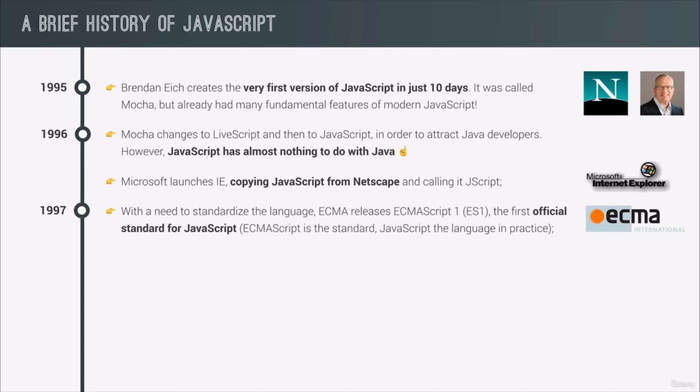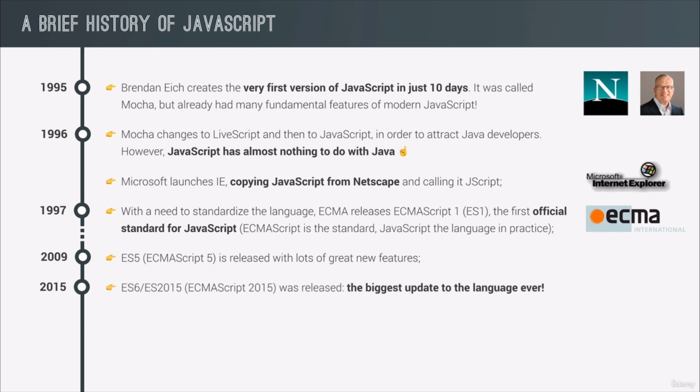Now, fast forward to 2009, after a lot of complications and disagreements about where the language should be headed, ES5 was released with a lot of great new features. And then finally, another 6 years later, the much-awaited new version ES6 was launched in June 2015. And this was the single biggest update to the language ever. So it contained a ton of new exciting features, which we will explore throughout this entire course. This was and still is a really big deal for JavaScript and for the whole web developer community.